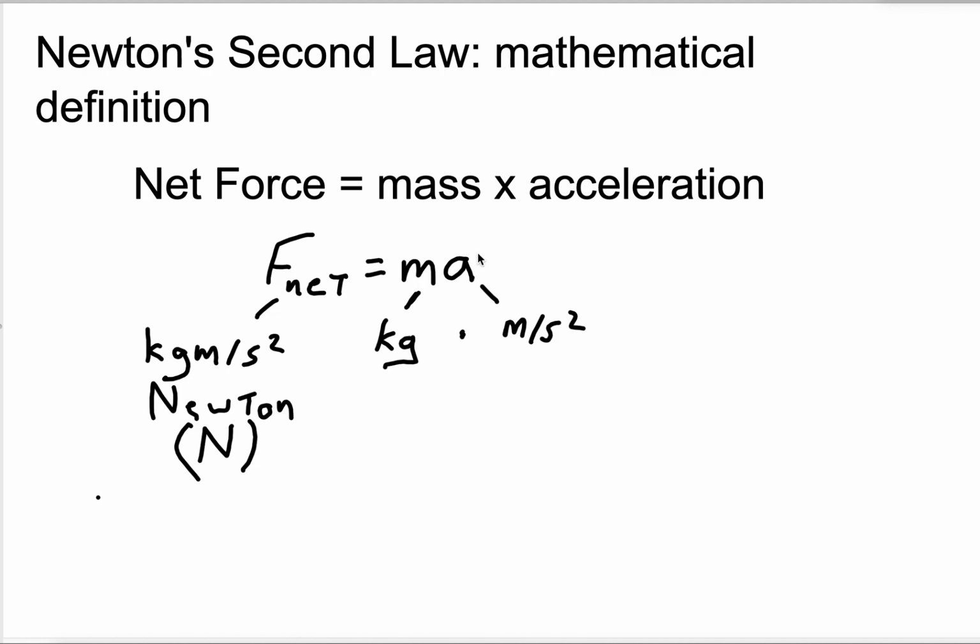So when things are on opposite sides of the equation, when one gets bigger, the other gets bigger. When they're on the same side, when one gets bigger, the other one has to get smaller, assuming that you're keeping the other variables the same.